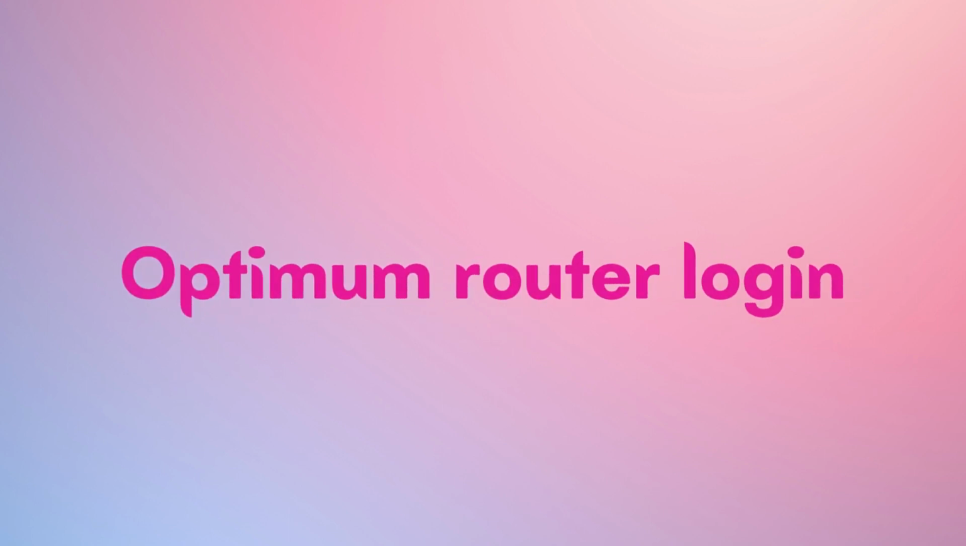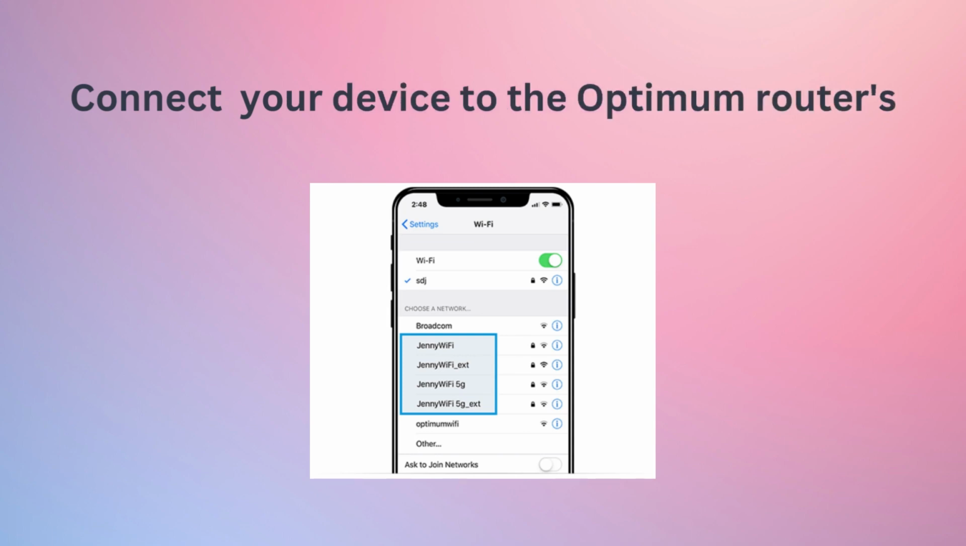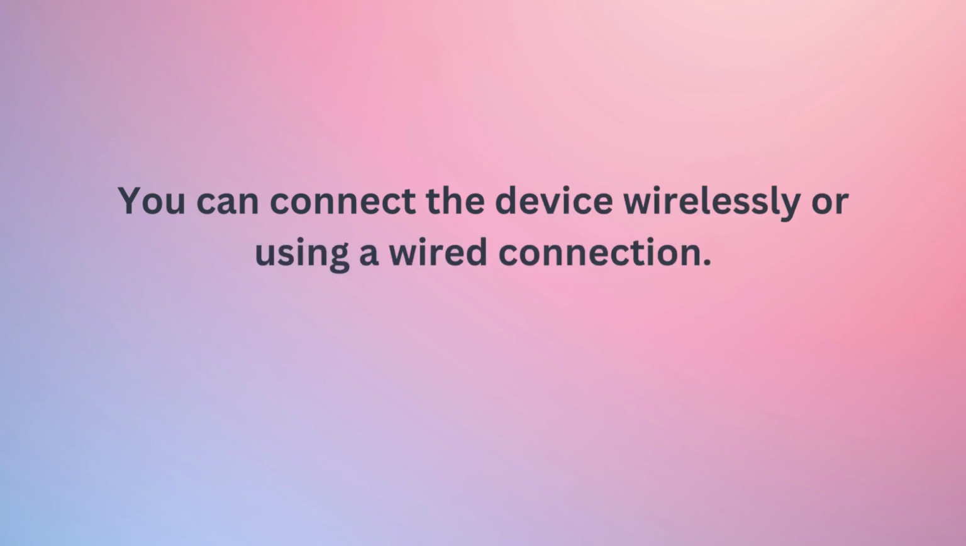Optimum Router Login. Open your computer or laptop. Connect your device to the Optimum Router's network. You can connect the device wirelessly or using a wired connection.